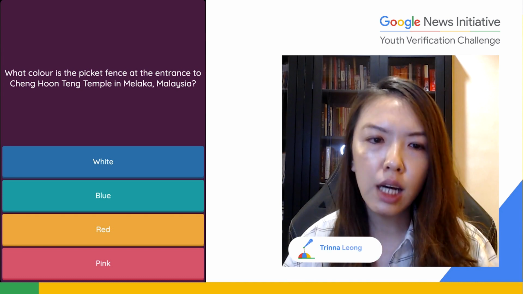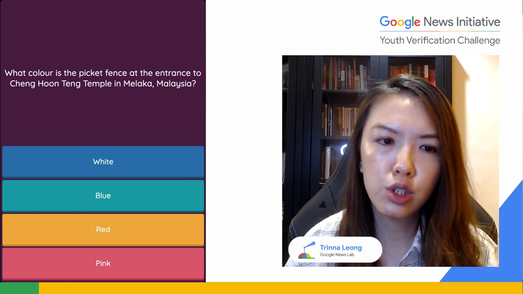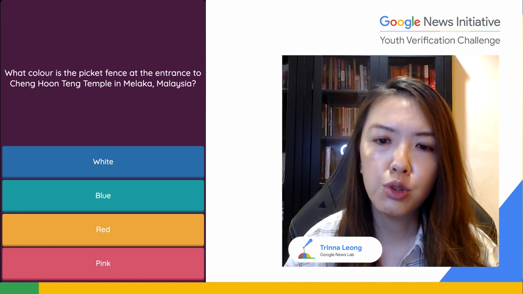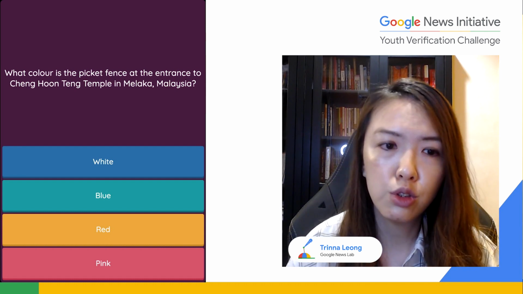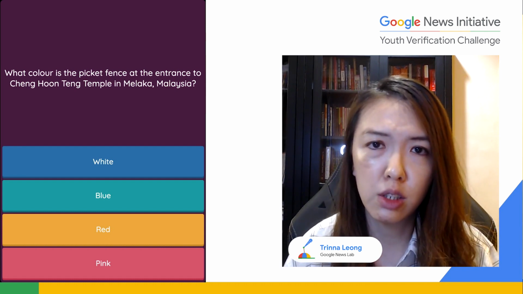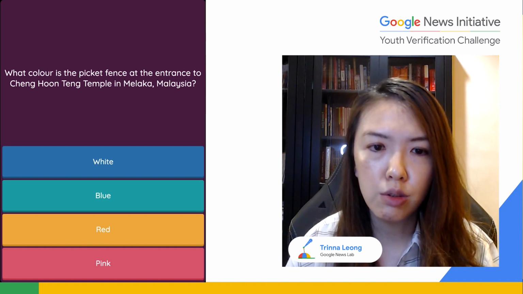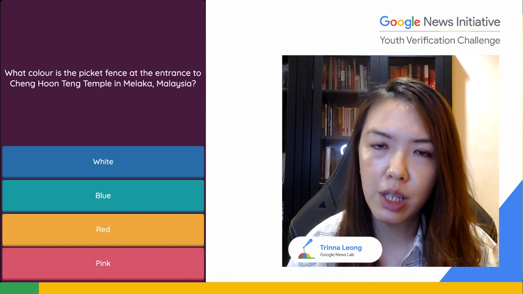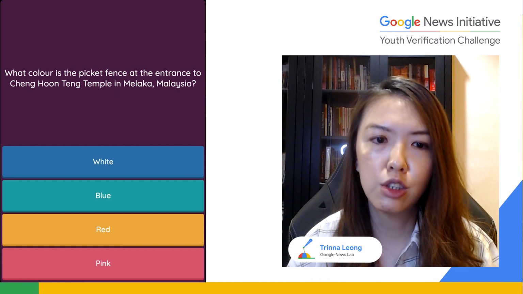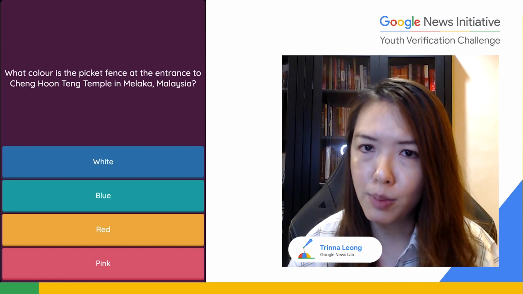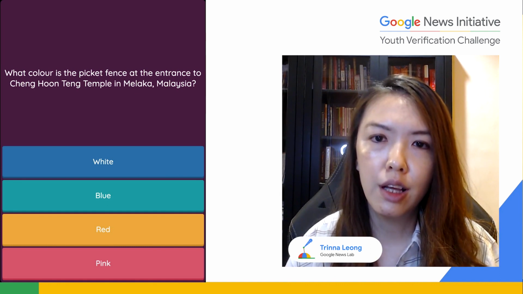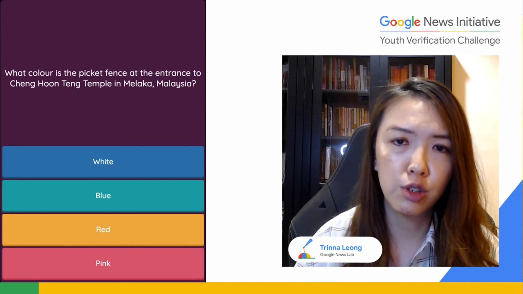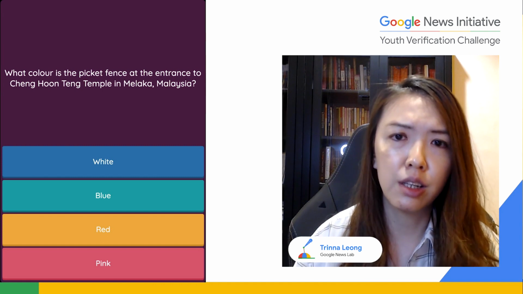So, what color is the picket fence at the entrance to Cheng Hoon Teng Temple in Malacca, Malaysia? You can use Street View to identify the color of the picket fence. All you have to do is get on maps and look up the place. Make sure you don't spell things wrongly. Look up the place on Google Maps and then try to get to Street View. Remember the little yellow man. Then get onto Street View. The answer is right there in front of you the moment you're in Street View. It's so obvious, as clear as day.